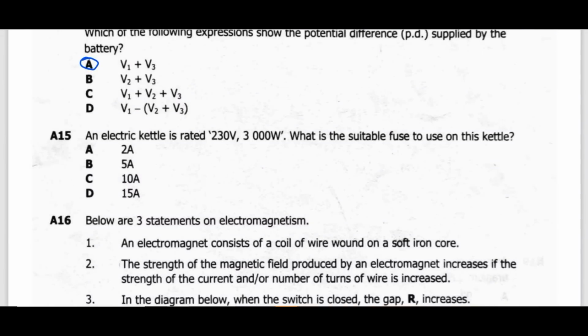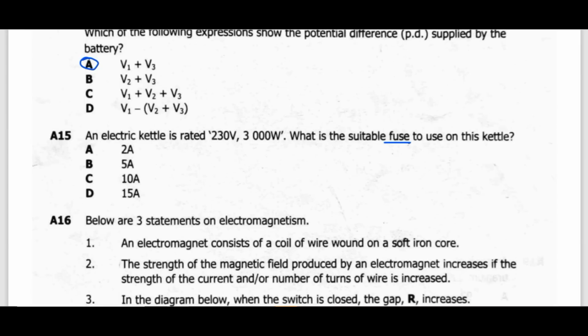An electric kettle is rated 230 volts, and then we have 3000 watts. What is the suitable fuse to use on this kettle? So when we talk about a fuse, what comes to our mind?